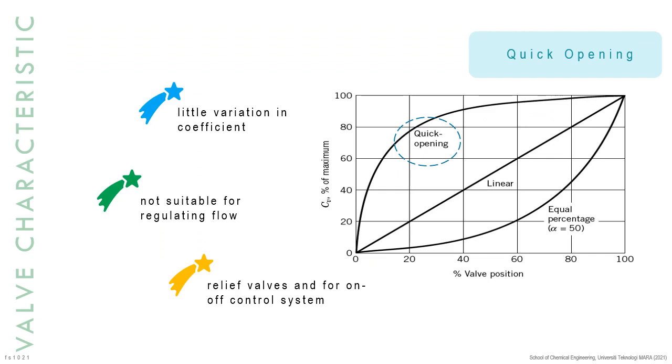As evident from its shape, the quick opening characteristic is not suitable for regulating flow because most of the variation in the valve coefficient takes place in the lower third of the valve travel. Very little variation in coefficient takes place for most of the valve travel. Quick opening valves are appropriate for relief valves and for on-off control systems. A relief valve must allow a large flow as quickly as possible to prevent overpressuring of process vessels and other equipment.